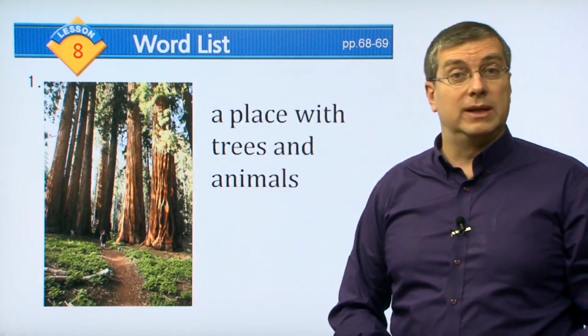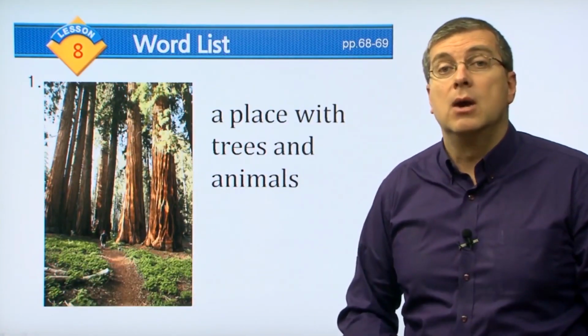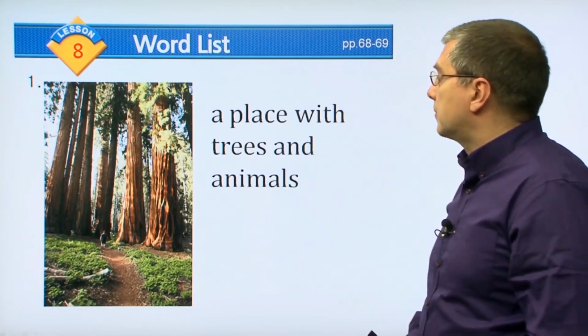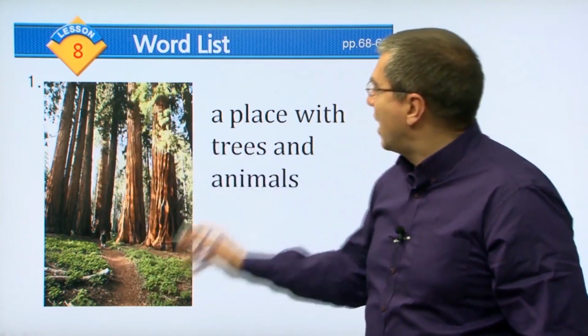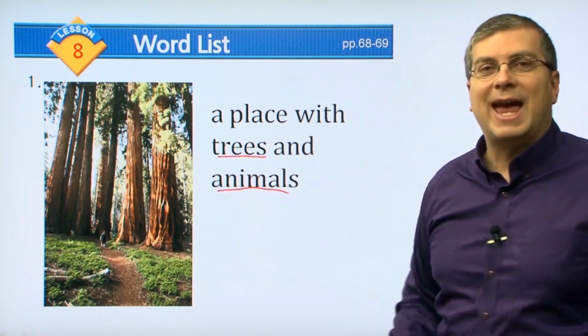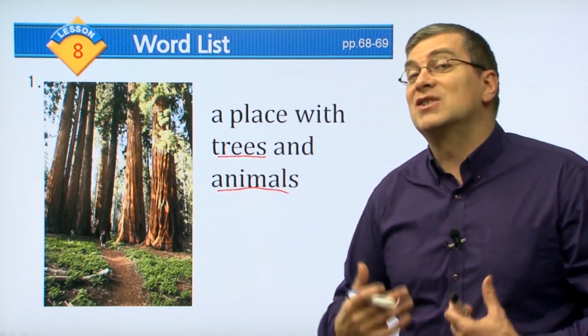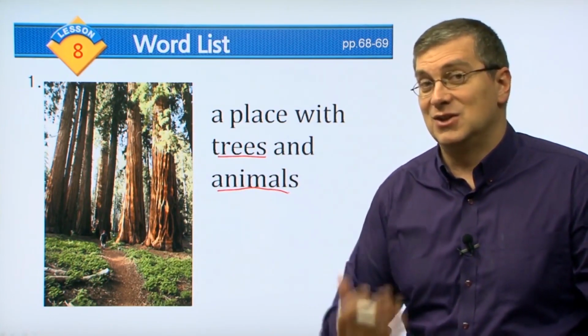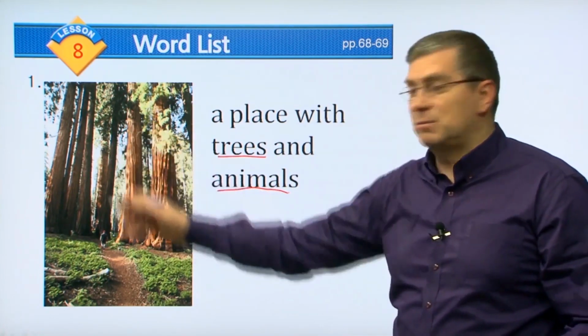Word list for this unit. What kind of vocabulary will we learn? First of all, we have here a picture, a place with trees and animals. A place with trees and animals. I was just talking about this place. Do you remember what the name of this place is?